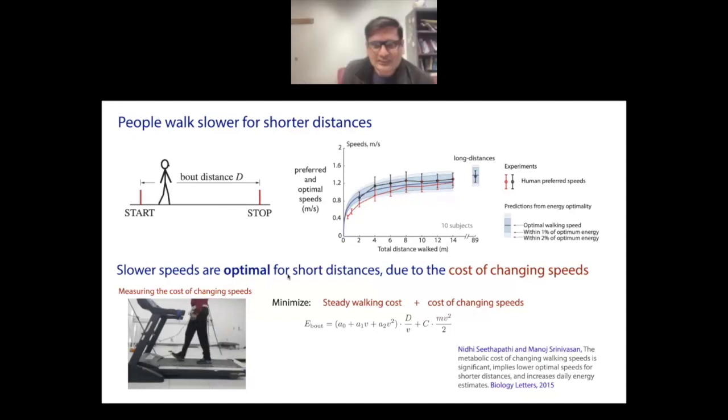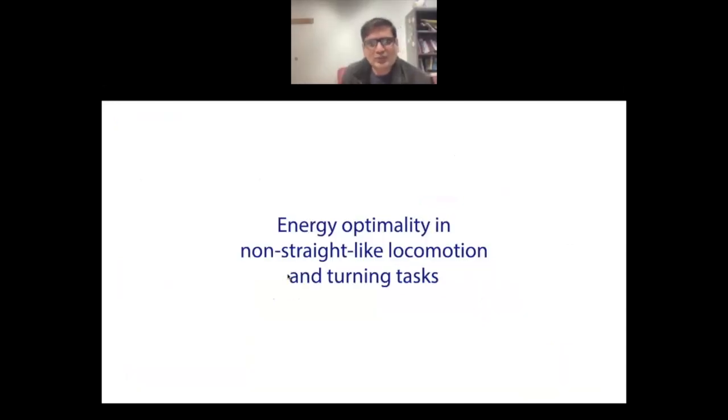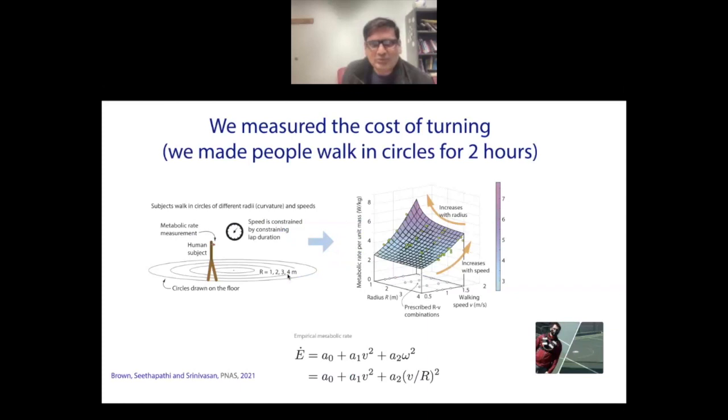Okay, so that's the end of that story. The next story has to do with energy optimality in non-straight line locomotion and turning tasks. Even though there had been 50 different papers on the metabolic cost of straight line walking, people hadn't measured in detail the cost of turning in locomotion.